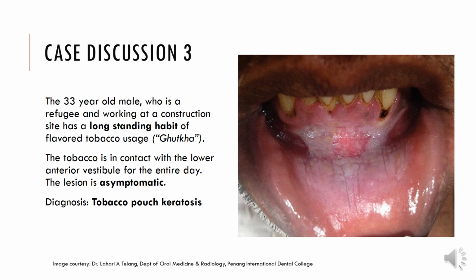This lesion is asymptomatic, and this particular appearance, where you can see a white keratinized appearance in the entire vestibule with a central area devoid of keratinization, is typically called tobacco pouch keratosis. So this red and white mixed appearance is currently not a potentially malignant disorder if it's tobacco pouch keratosis, but it's important to keep it under follow-up and quit the habit, otherwise it could soon turn into a leukoplakic lesion, which is a potentially malignant disorder.